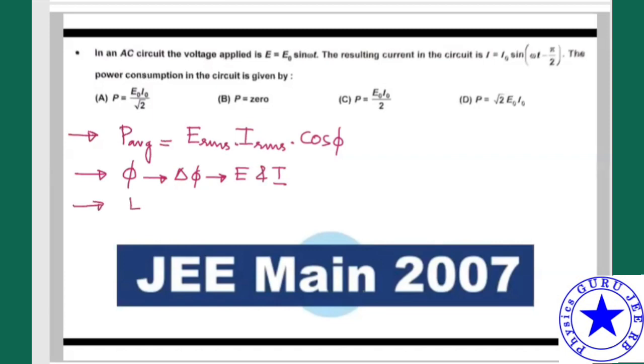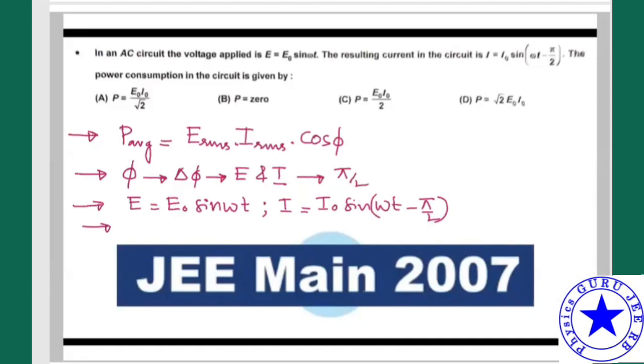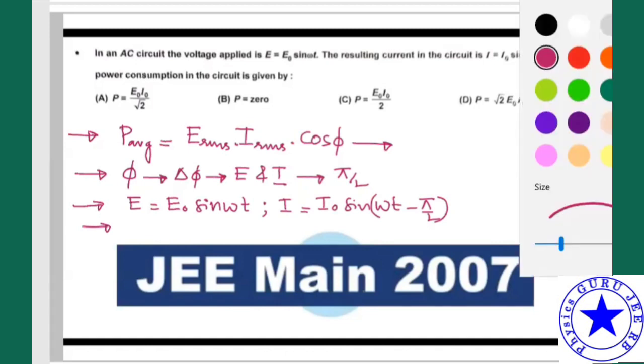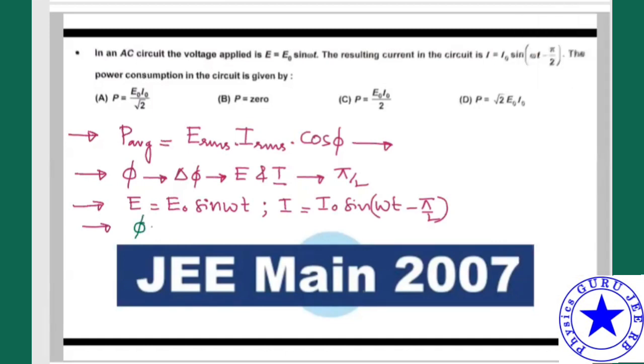E can be written as E naught sine omega t. Next, I can be written as I naught sine omega t minus pi by 2. That means the phase between EMF and I is nothing but pi by 2. Clear? So from equation 1, the phase difference phi is equal to 90 degrees.